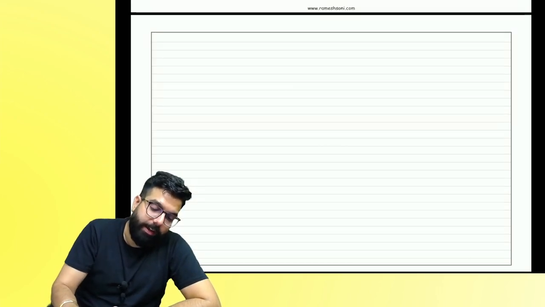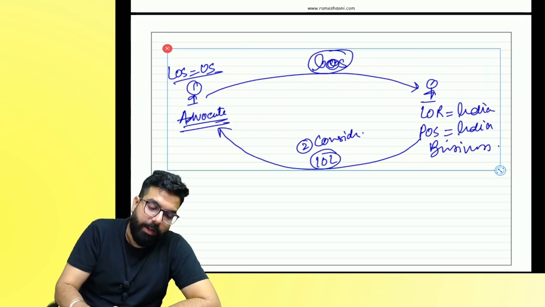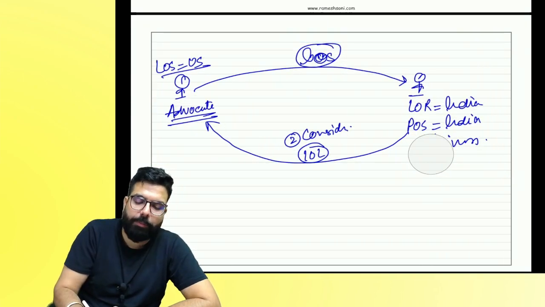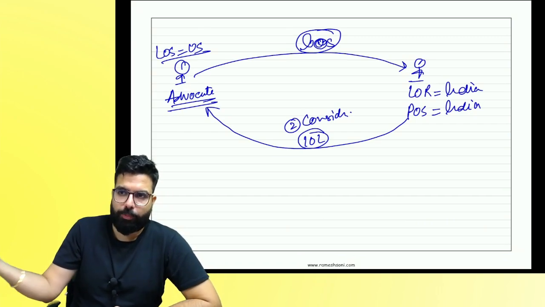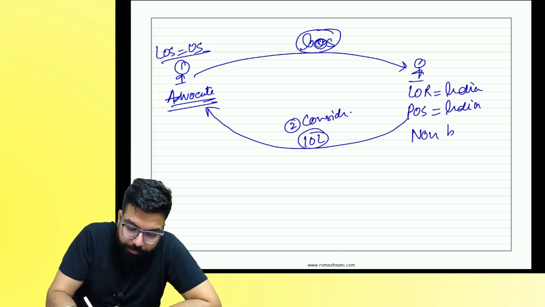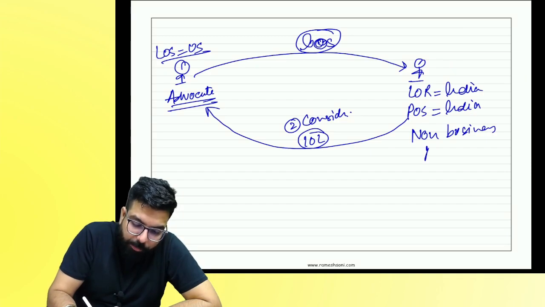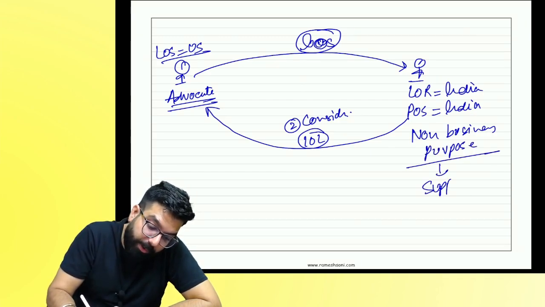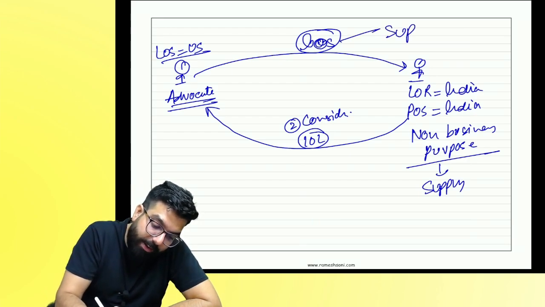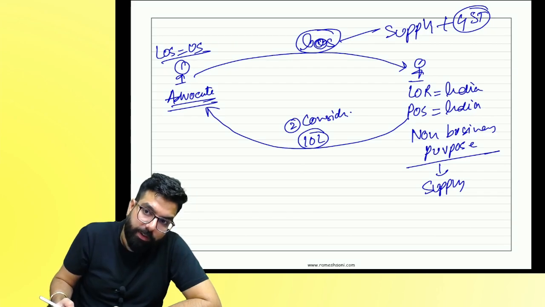If I say, same place, I took the advocate's service, might be for some family dispute. For some family dispute, I took it. Non-business purpose. Then also will it be a supply? Sure, everyone. Has he given me a supply? Will GST come? Sure, everyone?